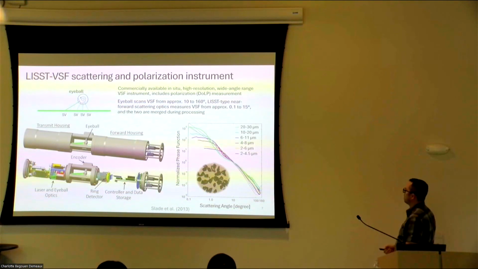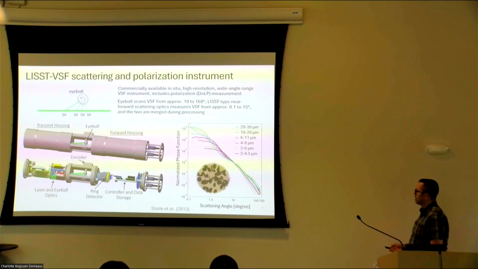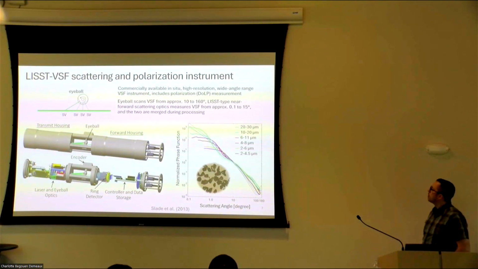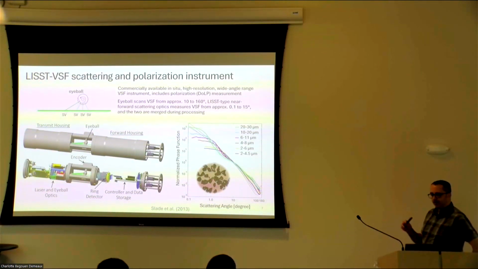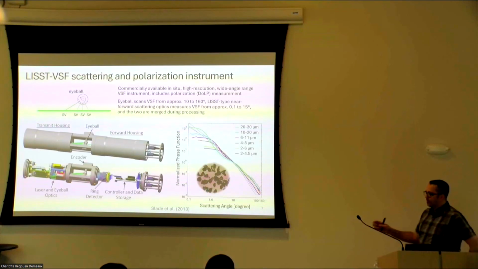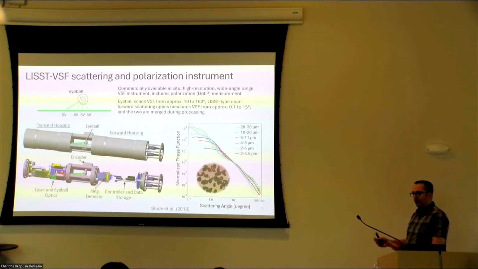This is just some examples of looking at size fractionated sediment particles, Arizona dust. In the LISST VSF, different size ranges have different scattering functions. And you can see they're sloped a little bit differently corresponding to the size. This instrument, similarly to the other, in looking at that swing arm aspect, we only see out to about 150, 160 degrees, just because then we start to actually look at the pressure housing.